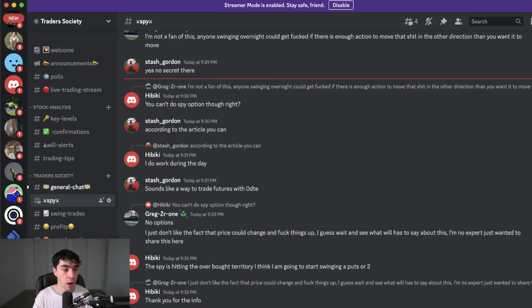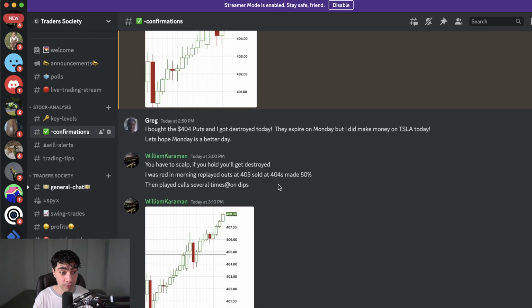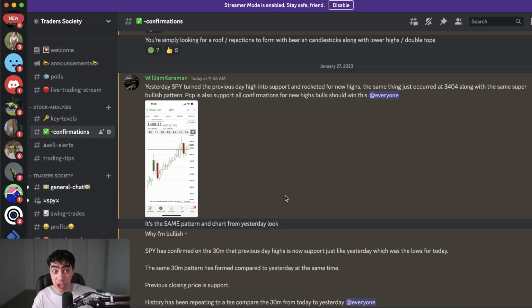Let me show you in terms of the score band, in terms of the confirmations that I gave out. These are confirmations that I give out in terms of strong patterns that I'm seeing. I pointed this out at 11:34 a.m. Yesterday, SPY took the previous day high, turned it into support and it rocketed for new highs. The same thing just occurred at 404, which was yesterday's highs, along with the same bullish 30-minute pattern that I just shared with you. The previous closing price is also support, not resistance. This is all confirmation for new highs.